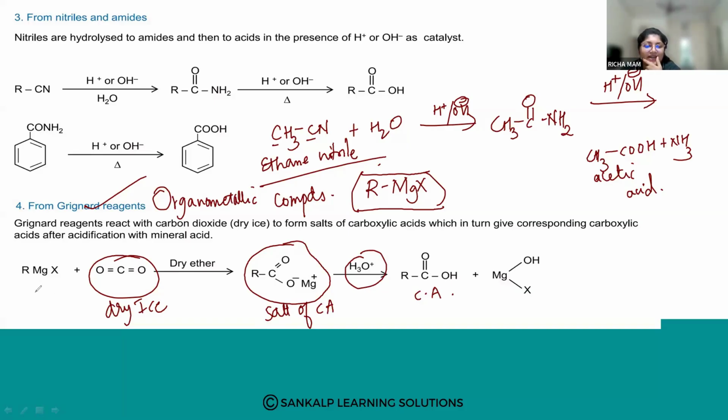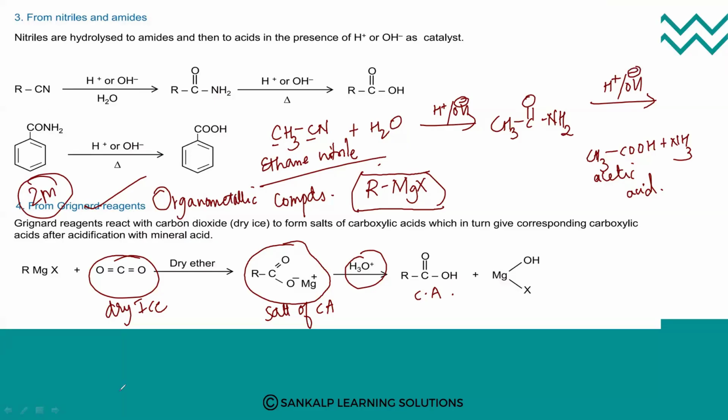Understood? So what we are doing is reacting the Grignard reagent with carbon dioxide, that is dry ice, and we get the salt of carboxylic acid. Further acid hydrolysis will give you carboxylic acid. So this is the important reaction. Mark it as very, very important. The Grignard reagent is a must-ask question. Is it clear?